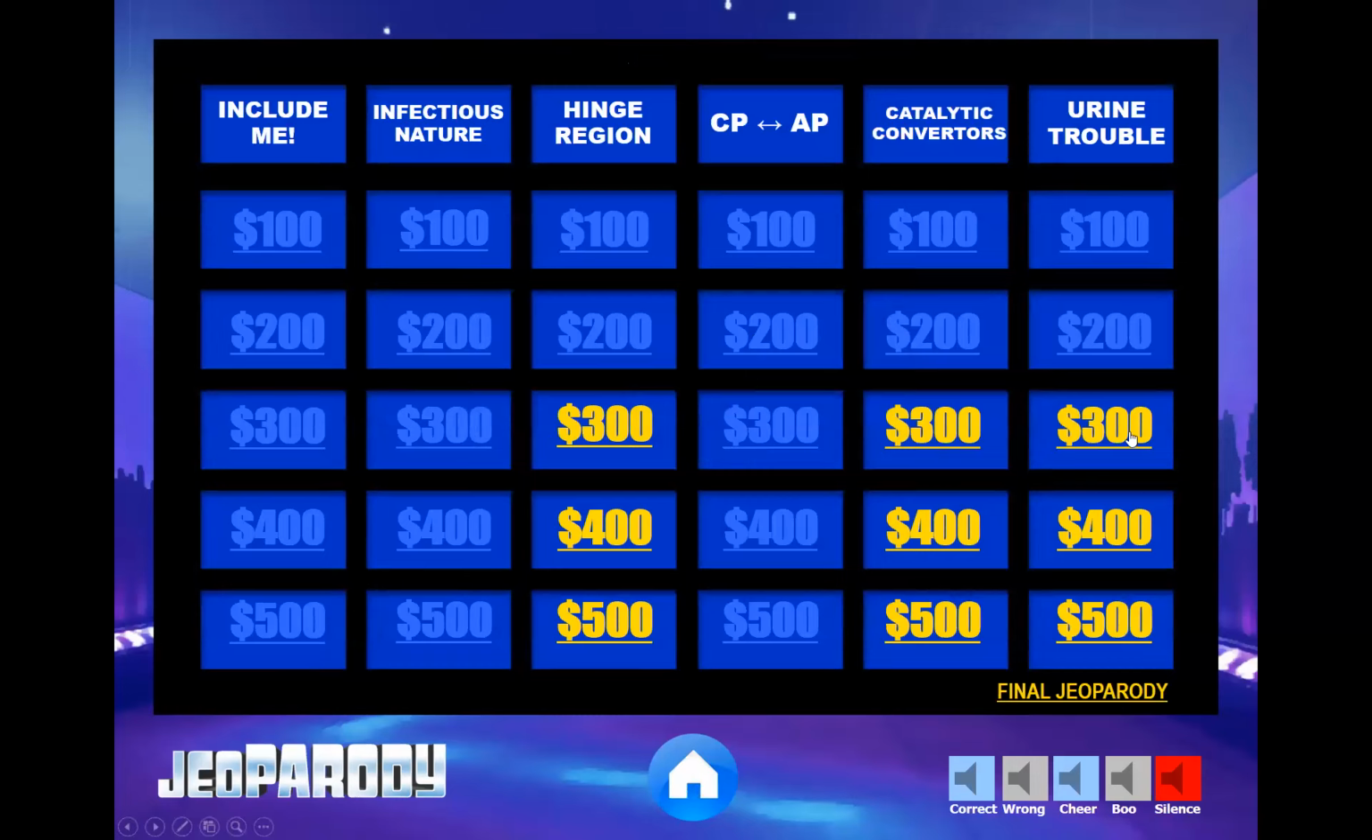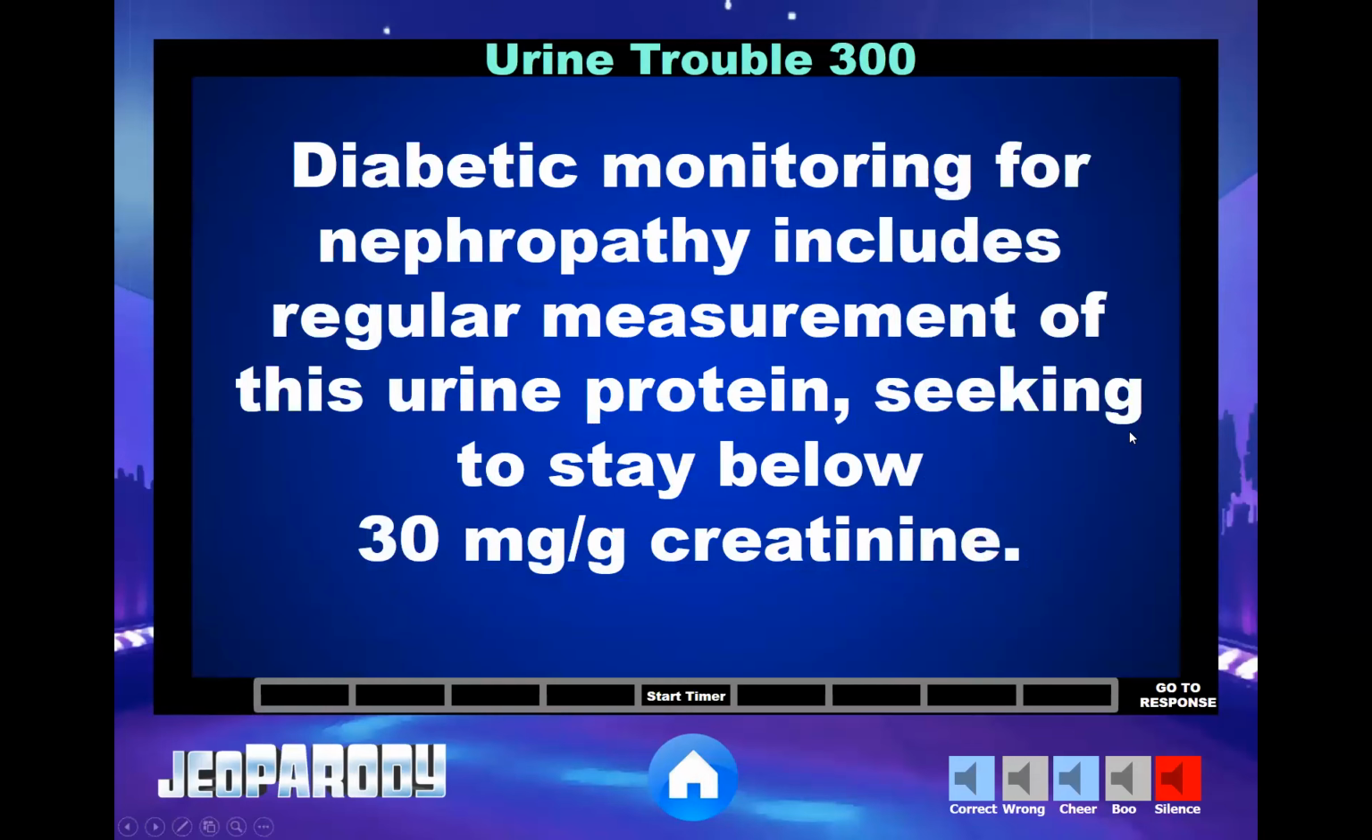You're in trouble for 300. Middle of this category, this answer is diabetic monitoring for nephropathy includes regular measurement of this urine protein seeking to stay below 30 milligrams per gram of creatinine.